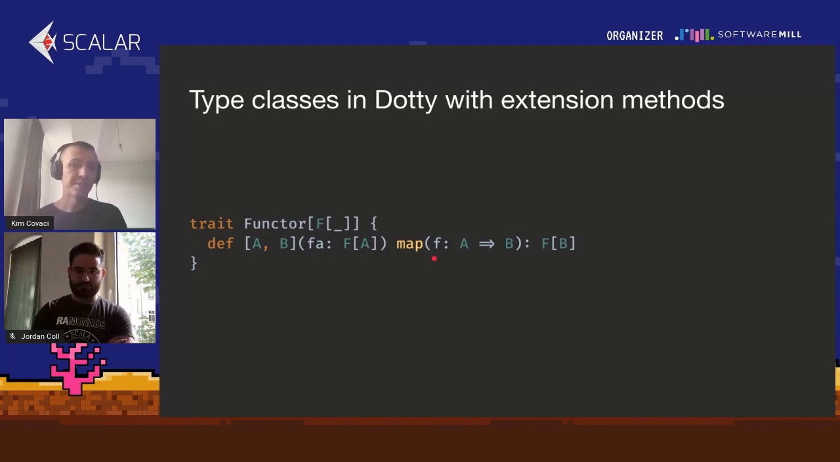In Dotty, you don't need the second step. You can use extension methods that represent both the structure and the syntax. Once you get an instance of a functor on F, you can use map immediately without the need of exporting another syntax class.